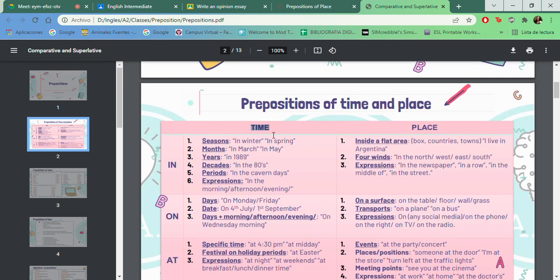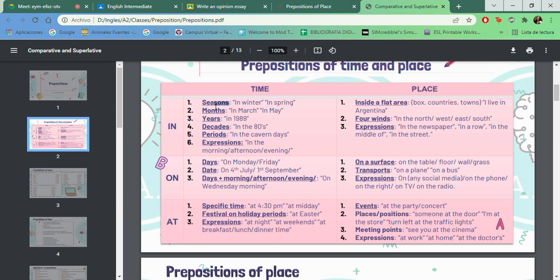Here we have, in time we use seasons, months, years, decades, or the expressions in the morning, in the afternoon, in the evening. So remember, for longer periods of time we use in. For more specific, we use on Monday, on Friday, a date, September the 1st, for example, and dates with expressions like morning, afternoon, evening. For example, Wednesday morning. Sorry, I'm sharing? Yes, I'm sharing.